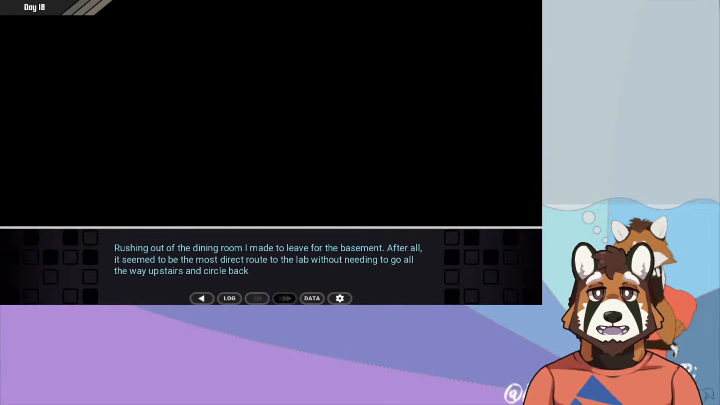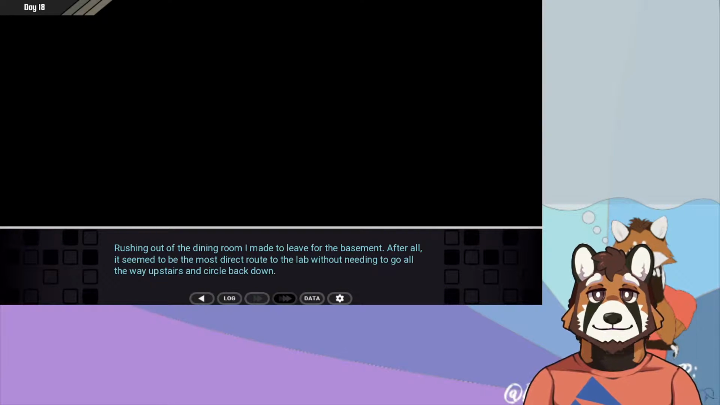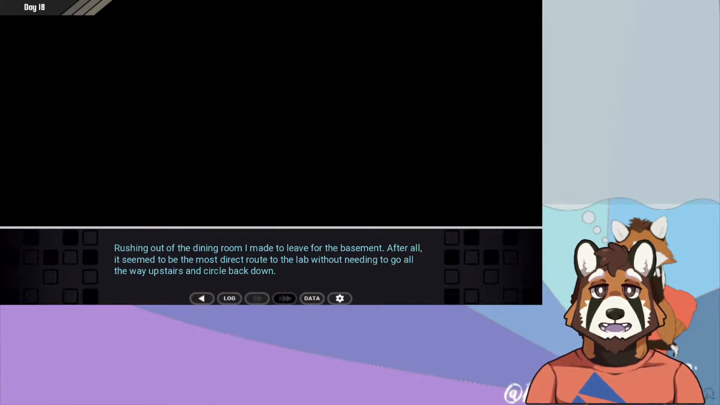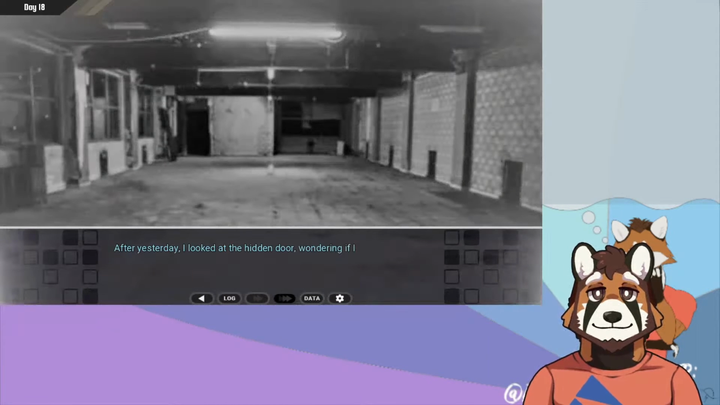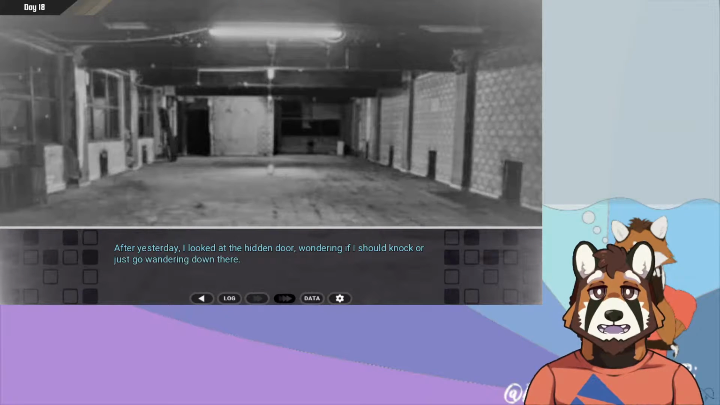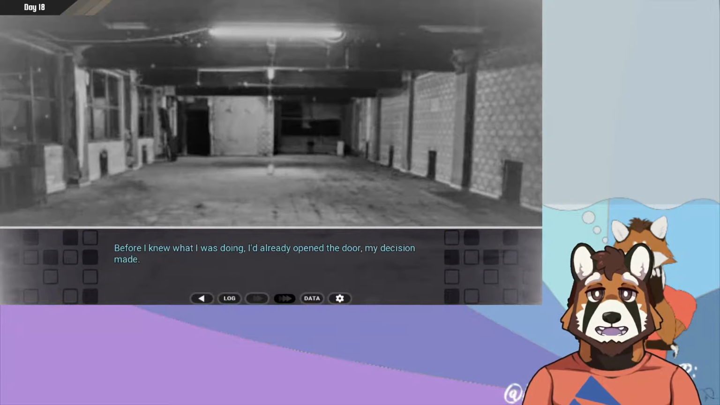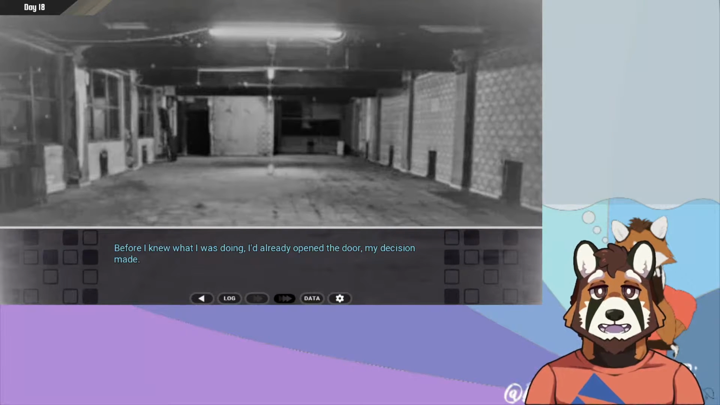Rushing out of the dining room, I made to leave for the basement. After all, it seemed to be the most direct route to the lab without needing to go all the way upstairs and circle back down. After yesterday, I looked down at the hidden door, wondering if I should knock or just go wandering down there. Before I knew what I was doing, I had already opened the door, my decision made.